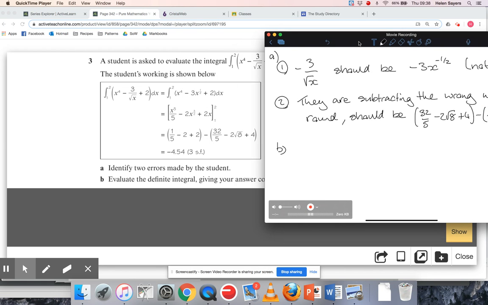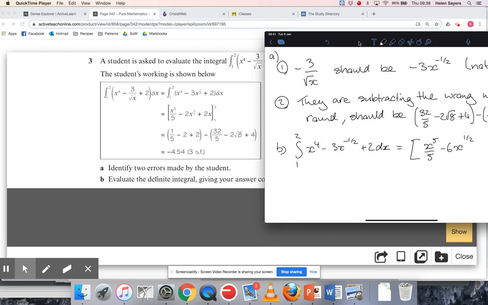Okay, so it should have been, if we take it from the actual integration, x to the 4 minus 3x to the minus a half plus 2. So that's going to be, they had this bit correct. So I would have increased the power to a half, and then I would have divided by a half, which would make that 6. And they had the 2x correct.